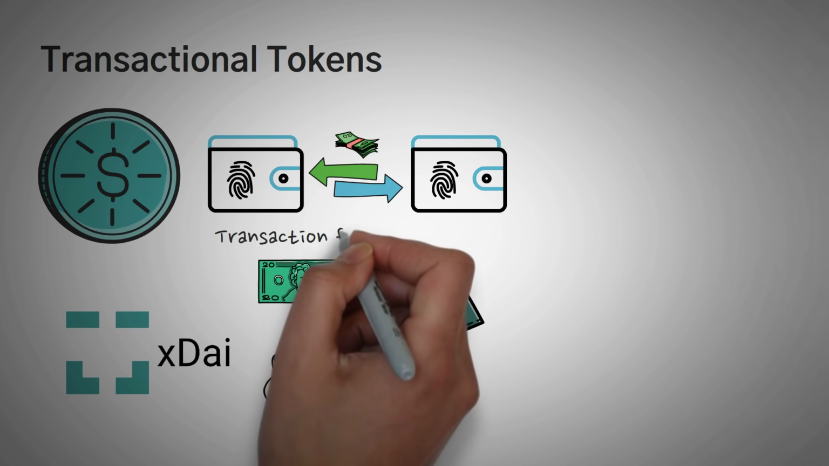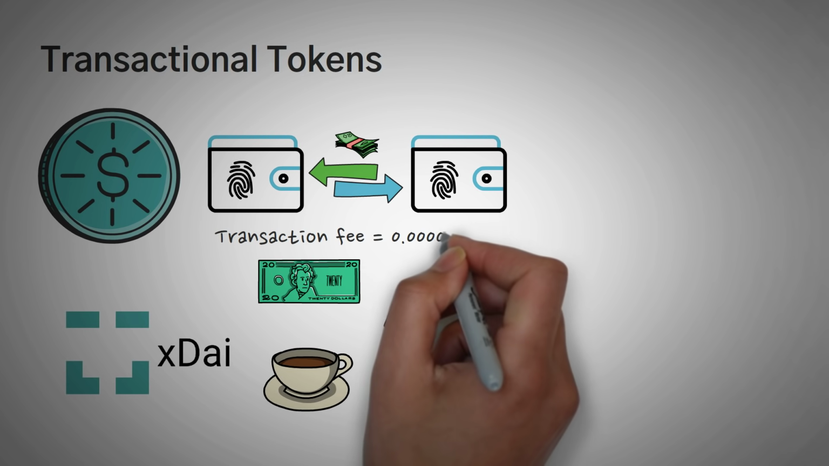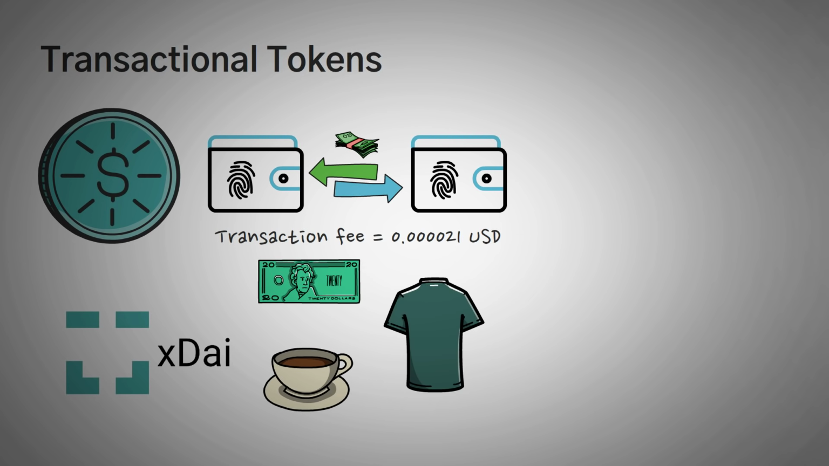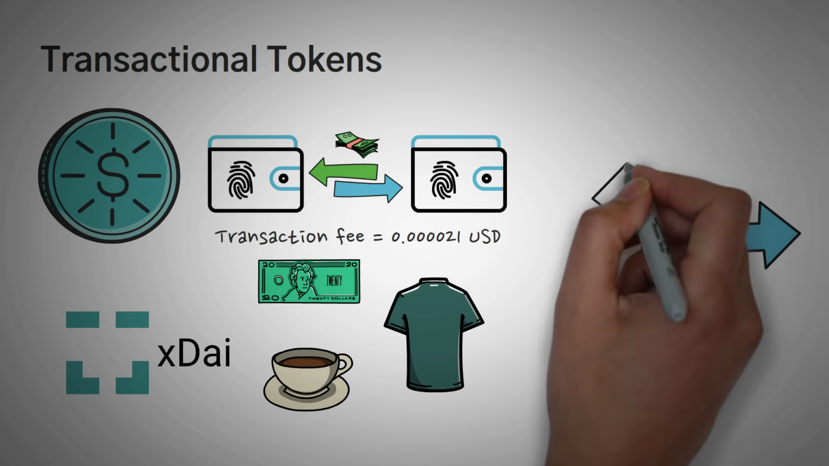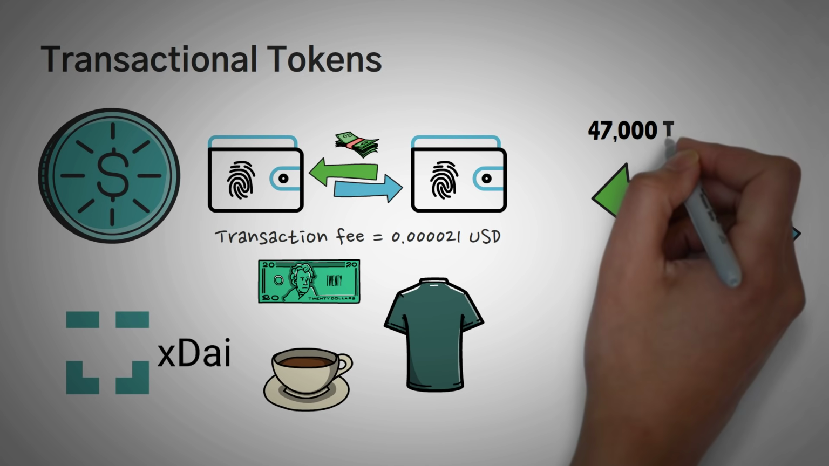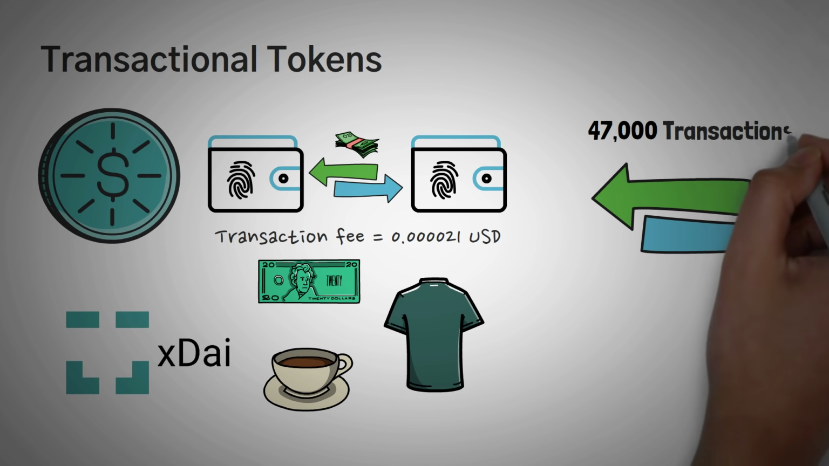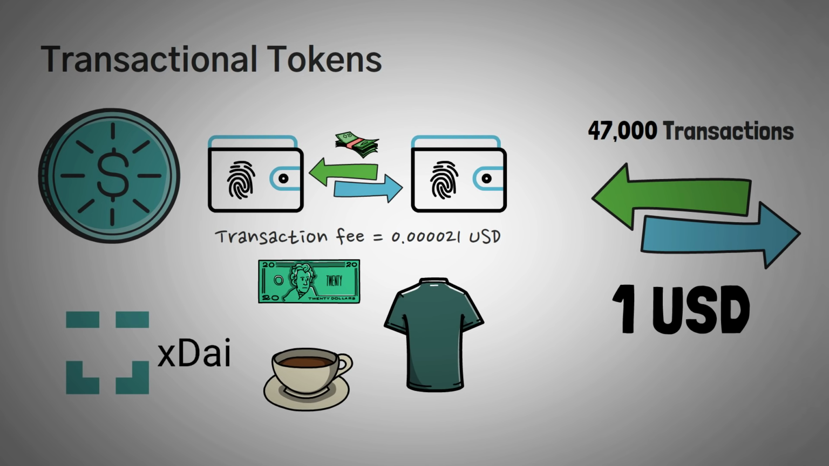Right now, the transaction fee is 0.000021 United States dollars, and that is ridiculously low. To give you an idea of how cheap that fee is, you could make over 47,000 transactions and only pay $1 in fees for them all. Try doing that on PayPal or through a bank wire.